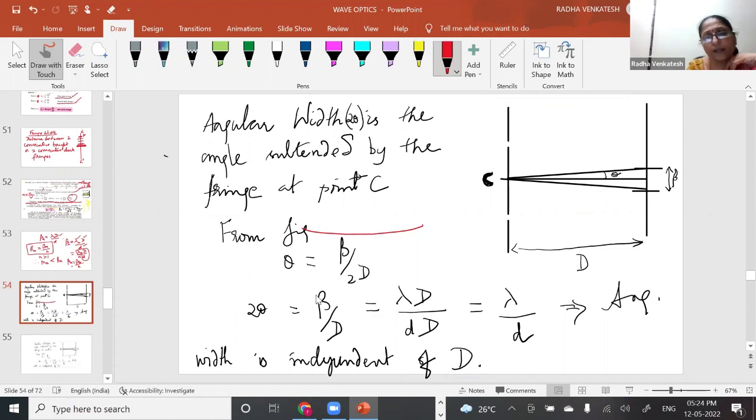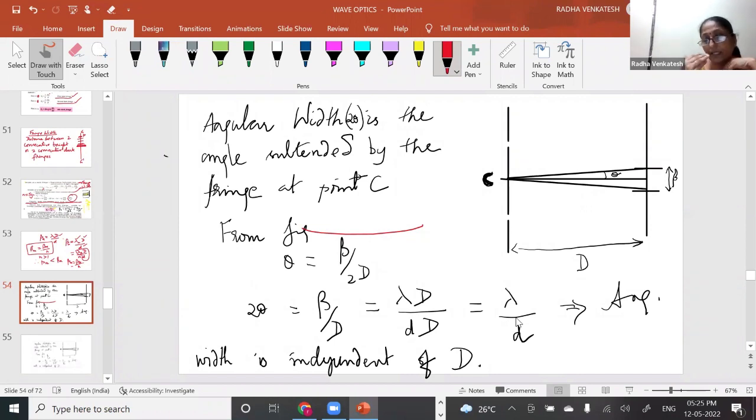And what is this beta? I know it is lambda D by small d. That is it. So D and D will get cancelled. So the angular width is actually lambda by small d. Now based on this, you can discuss your angular width. What happens to angular width if the capital D is changed? Nothing happens to it because it is independent of capital D. Right? What happens if lambda is changed? You can discuss. What happens if small d is changed?